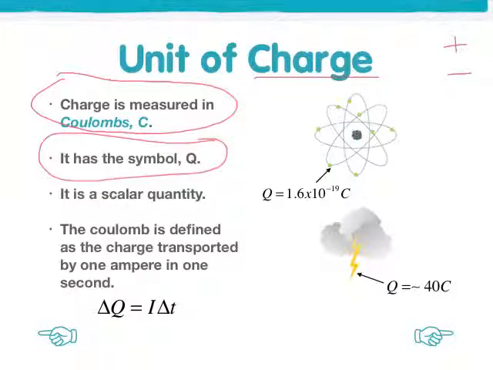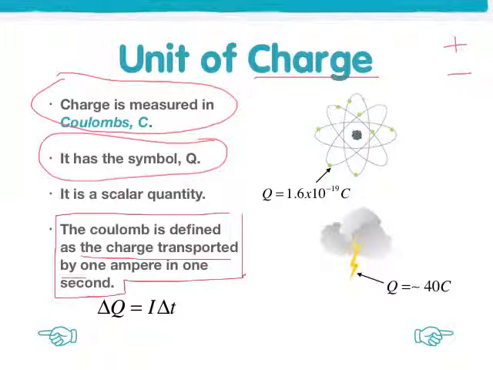The coulomb can be defined, and this is the full definition, which I don't want you to worry about just yet. The full definition is the charge transported by 1 ampere in 1 second. That's the coulomb. Although we haven't spoken about the ampere very much, I don't want you to worry about the definition just yet. But do take a close look at the relationship.